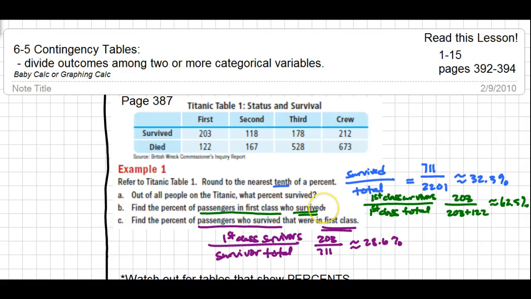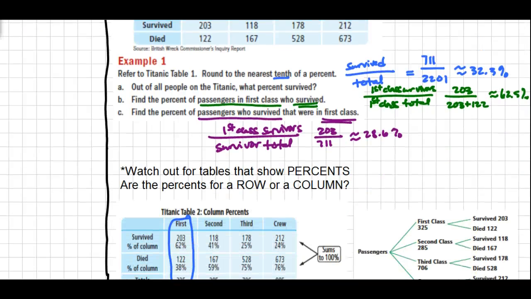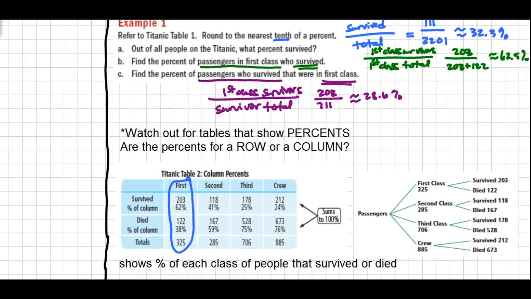So that's what students will be practicing in the homework, is looking at the tables and trying to answer the questions accurately. Since there are so many tables involved, I want to point out a couple things about tables in general. You want to watch out for tables that show percents. The percents may be showing in a row or in a column. For example, in table number 2 in the textbook, you'll see that the percents here are listed in column form. You can tell because the sums will add up vertically to 100%.